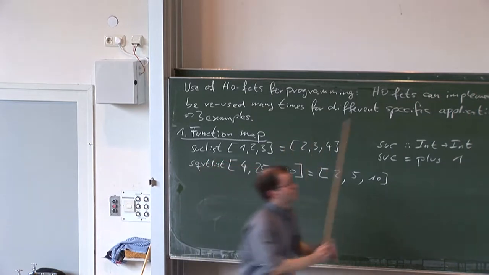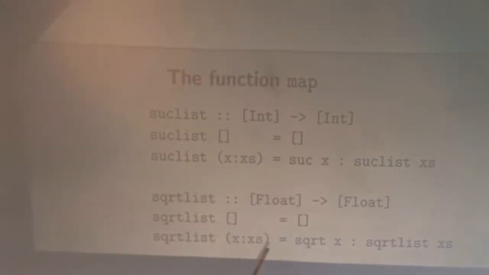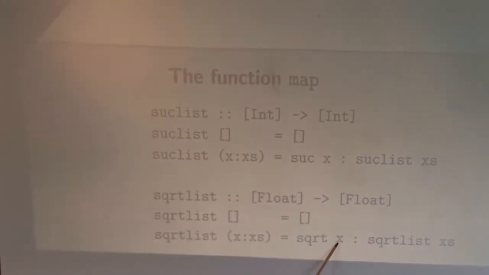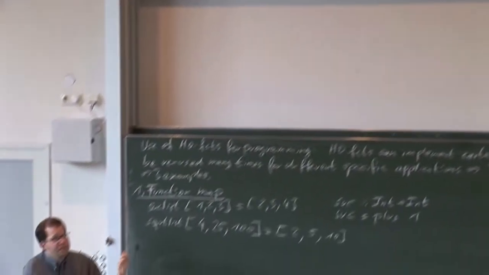Now how does this function operate? If the argument is the empty list, you get back the empty list. If it's not empty, then you apply the function square root on the first element, and you call square root list recursively on the rest of the list. Now, obviously these 2 algorithms do different things, but if you look at them, you can see, well, they are somehow similar. They both follow the same principle.